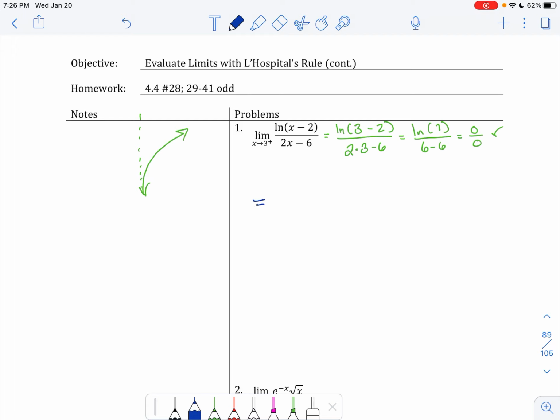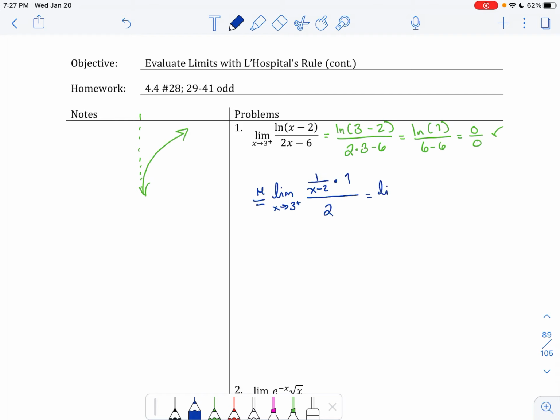So in this case, we're just looking at some more challenging derivatives. The limit part stays the same, and we're going to use the chain rule. So 1 over x minus 2 is the derivative of ln, and then times the derivative of x minus 2, which is just 1, as the derivative of the x term. All over 2 as the derivative of 2x minus 6.